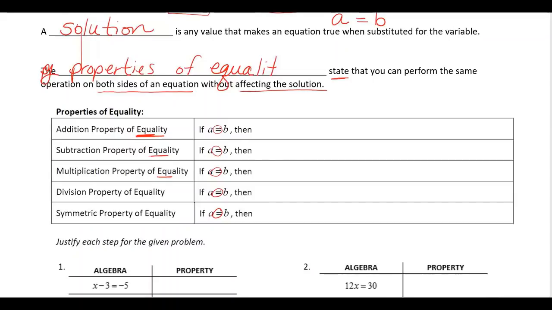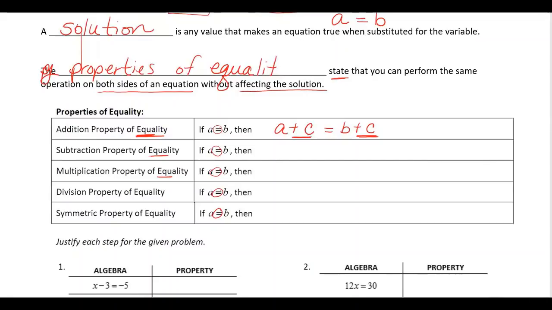So this is the addition property of equality. If you have a side A equal to a side B, then you can legally add C to A and legally add the same thing to B without affecting the solution. So that right there is called the addition property of equality.